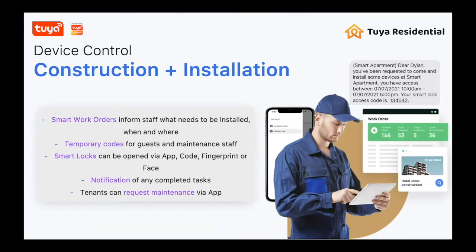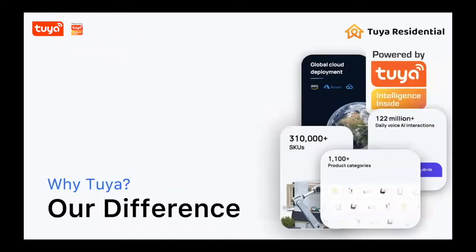Now, how do these devices get installed into the property in the first place? Using our smart construction app. Installation staff will be able to use the app to track when and where and which devices need to be installed, as well as those that require maintenance and fixing. The installation workers can then use the app to fulfill smart work orders, as well as for receiving temporary property access codes to get into the property.